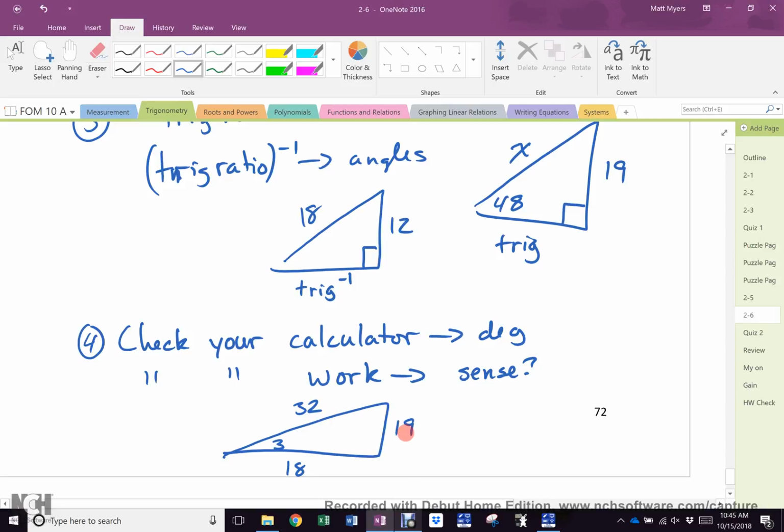Does that triangle make sense? Why not? The angle is super tiny, isn't it? I only went up a very tiny bit. Can I possibly have it be bigger than 18? No. Everybody understand what I'm saying? Have your answer make sense. Right?